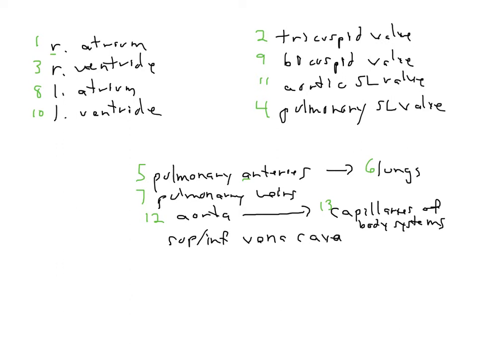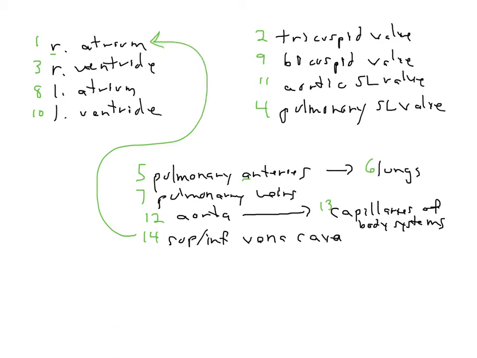Again, once the oxygen is delivered in the capillaries, we make our way back via veins, which combine eventually into the very large superior and inferior vena cava, which lead us back to the right atrium.